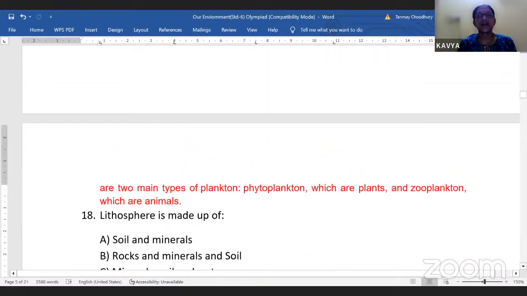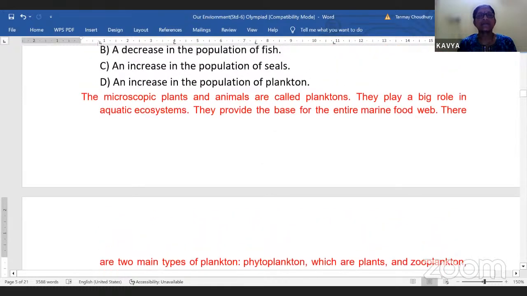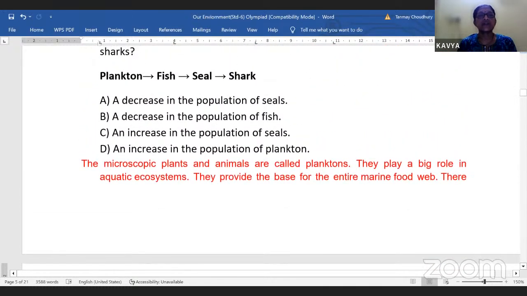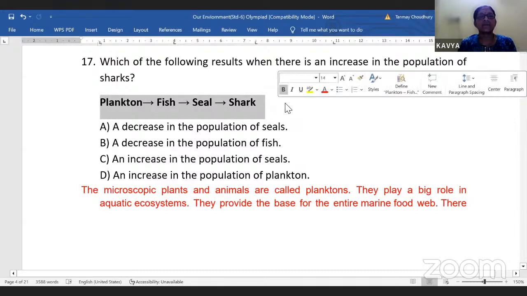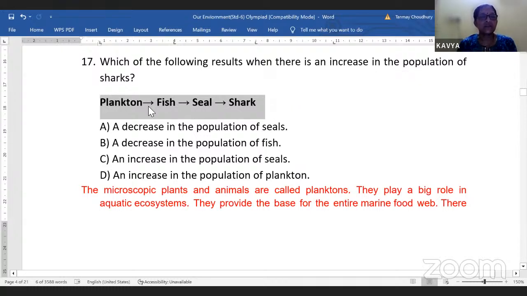So we'll go back to the question. This is the question I had asked, which you missed. Which of the following results when there is an increase in the population of sharks? Now, this is a food chain in a sea. Here, the shark eats the seal, the seal eats fish, and the fish eats planktons. I've told you what planktons are. So what will happen if there's an increase in the population of sharks?